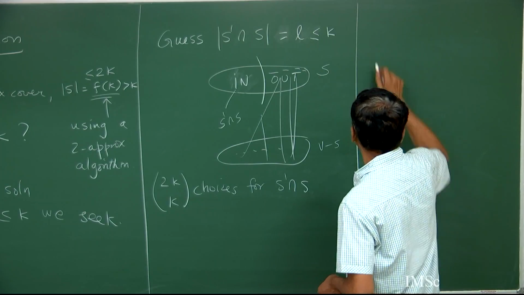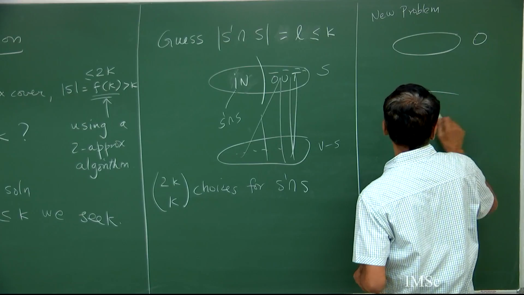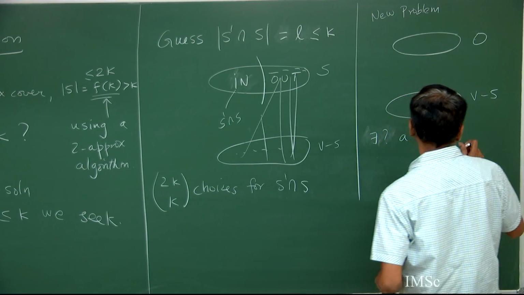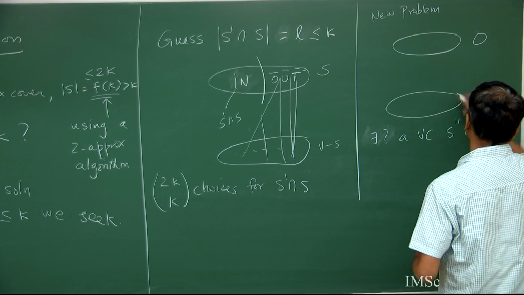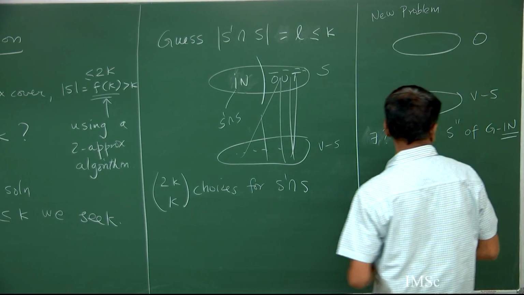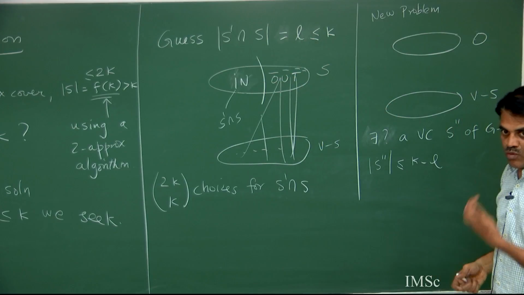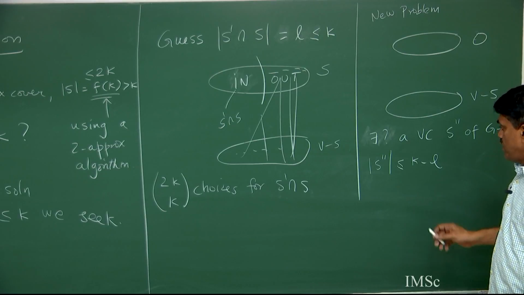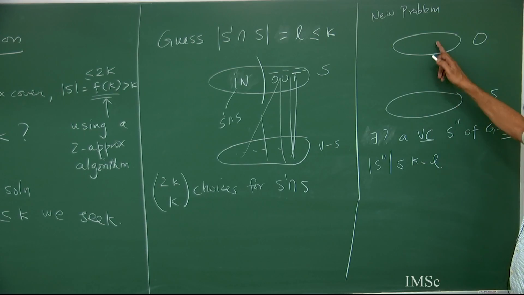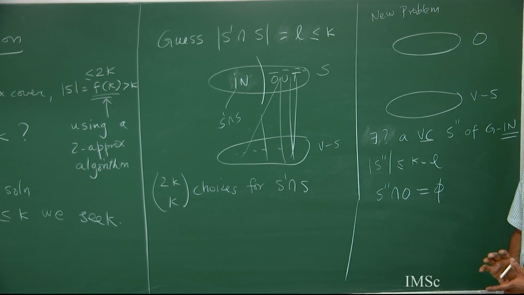So, I have a new problem, which is O here, this is V minus S. The question is, does there exist a vertex cover S double prime of this G minus N? N is the subset of vertices I picked. G minus N is this remaining graph. With what properties? Cardinality of S double prime is at most K minus L, because I am allowed K and I already picked some L vertices. What other property do I want? Yeah, I already said vertex cover, so it has to cover all edges. What else? That it should not intersect here, right? So S double prime intersection O is empty. Okay, so this is my new problem.